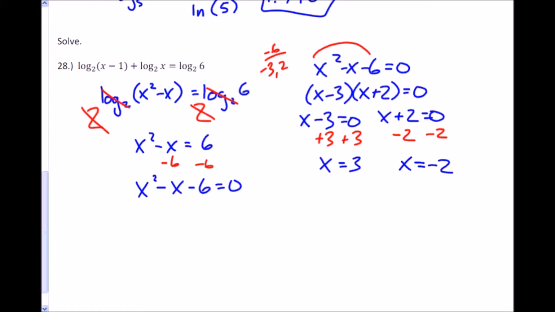However, with a logarithm, I can't take the logarithm of a negative. And I look, when I plug a -2 in here, that would give me a -3 in my logarithm. And that's no good. Here, if I plug the -2 in, I'd be taking the logarithm of a negative as well, and that's no good. So that means this is an extraneous solution. I can't plug that in, so my only answer is the x equals 3. Okay?